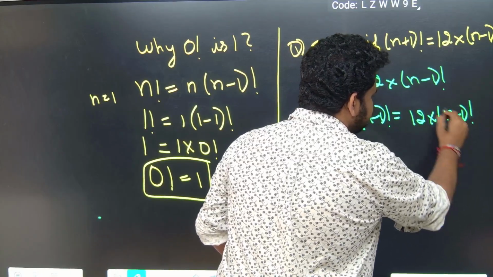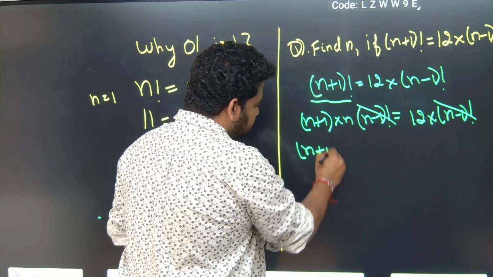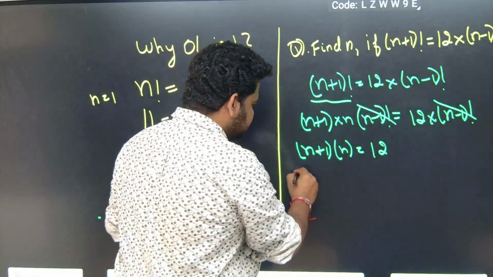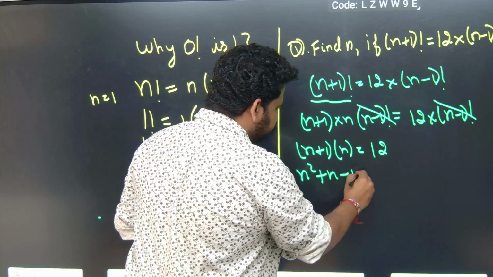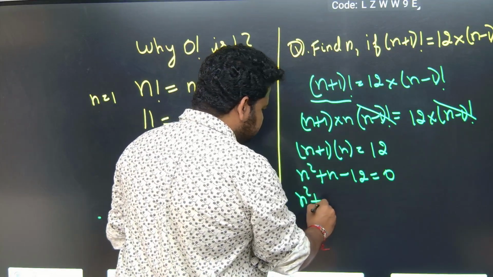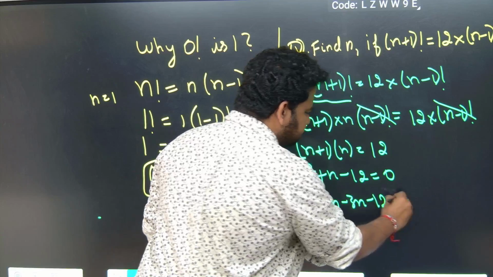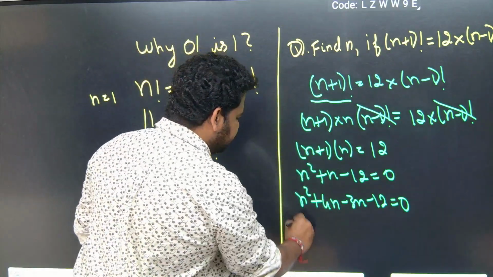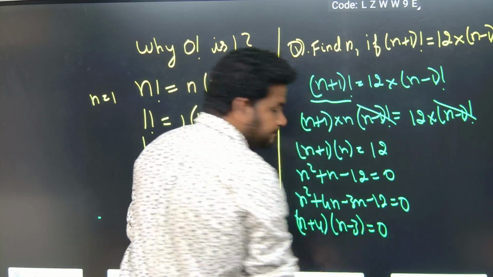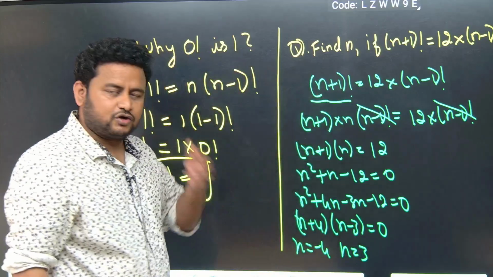So what I can do? I cancel this. What I am left with? n into n plus 1 is equal to 12. So let us take this: n square plus n minus 12 is equal to 0. To get the factors, I will write n square plus 4n minus 3n minus 12 is equal to 0. I am solving this quadratic equation in n. So I will get the factors as n plus 4 and n minus 3. So here n will be equal to minus 4 and n will be equal to 3.